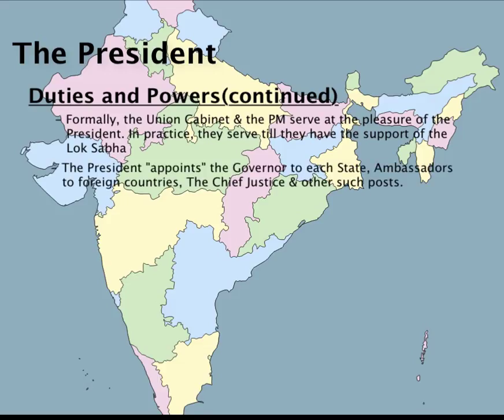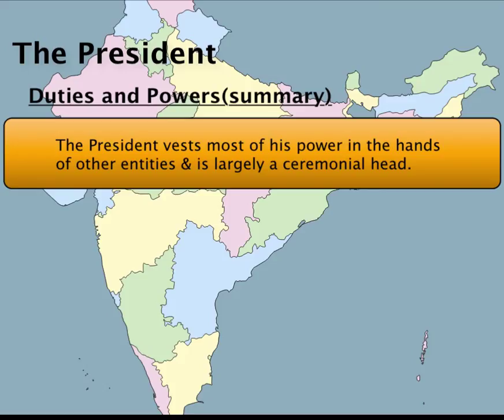Among the other duties of the President, it also includes appointing the governors for each state, the ambassadors and the high commissioners to the foreign countries, the Chief Justice, the Attorney General, and many other such posts. To summarize, a little sloppily albeit, the President largely vests most of his power in the hands of various other entities and is largely a ceremonial head of the country.